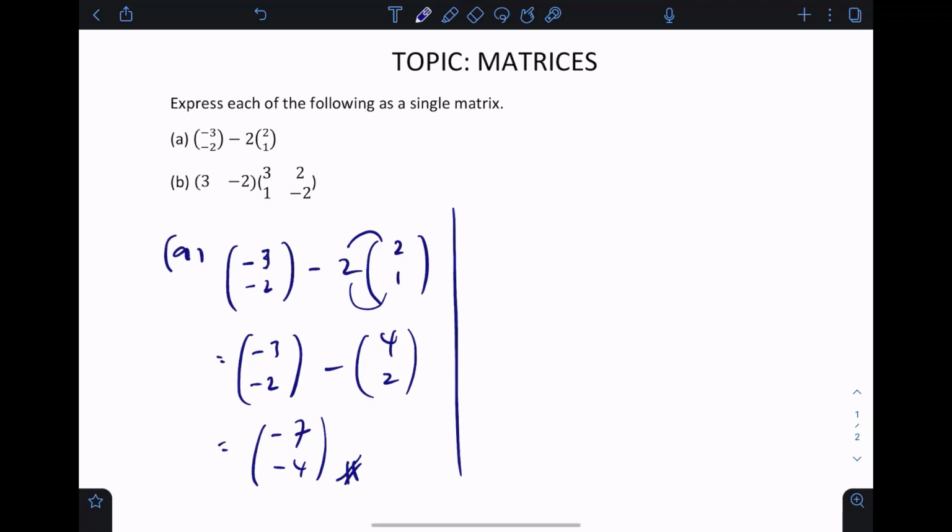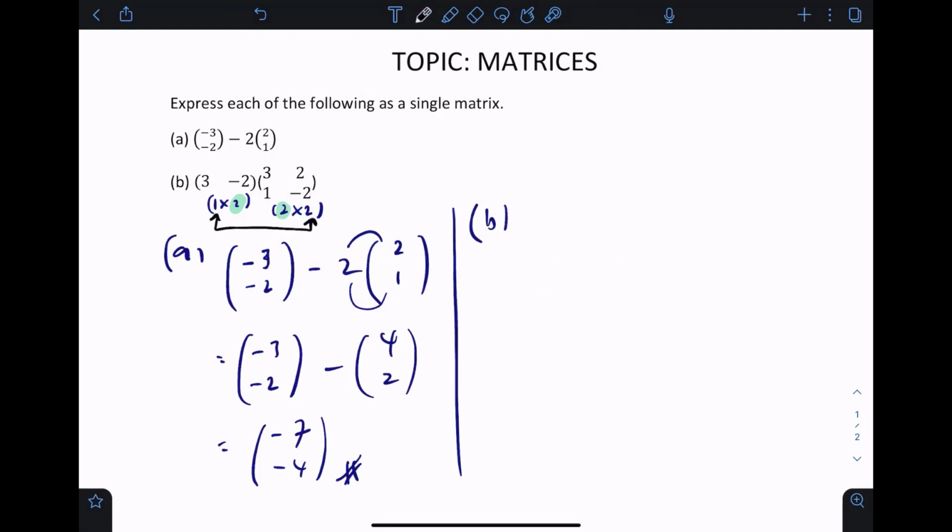Now part B is the difference in learning, whereby you need to know how to multiply matrices. This is a 1 row 2 column matrix. This is a 2 rows 2 column matrix. Just make sure that these two numbers are the same before you multiply. Otherwise, we cannot multiply the matrix. And at the end, you will have a 1 by 2 matrix. It depends on this and this.